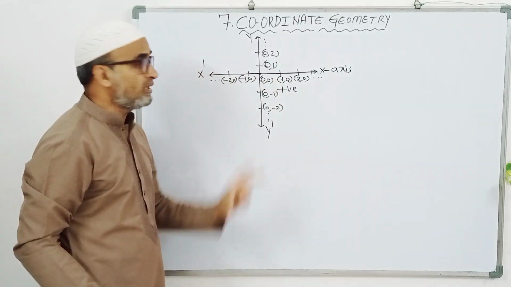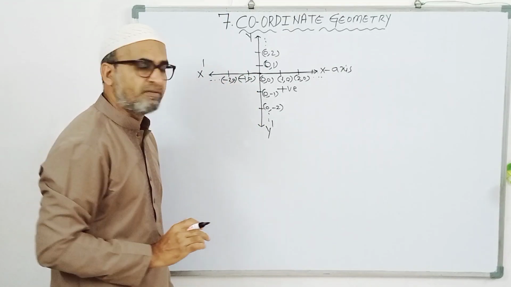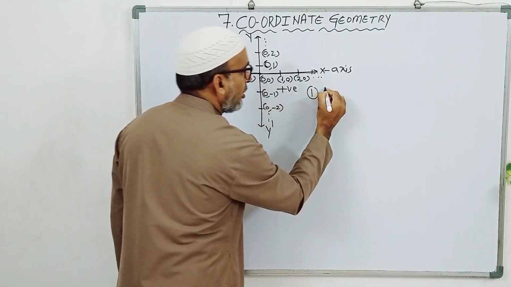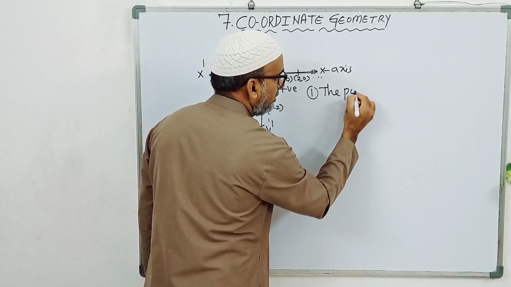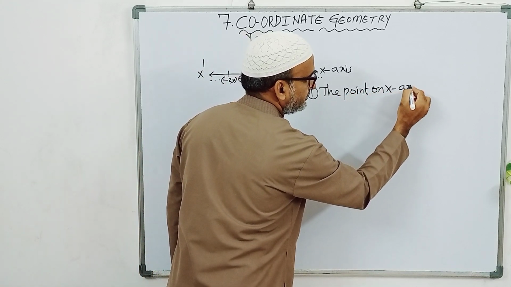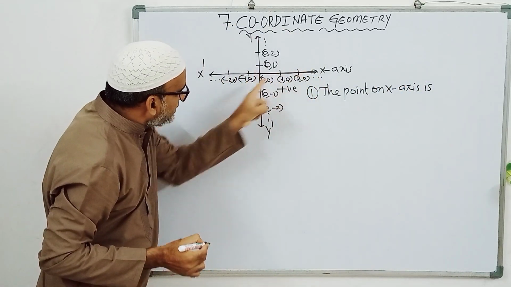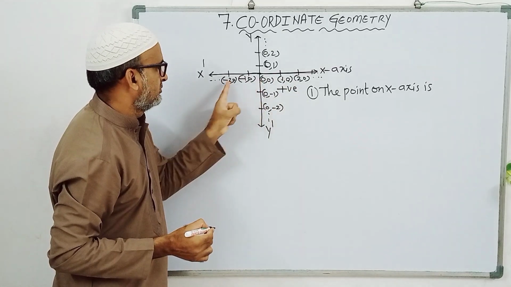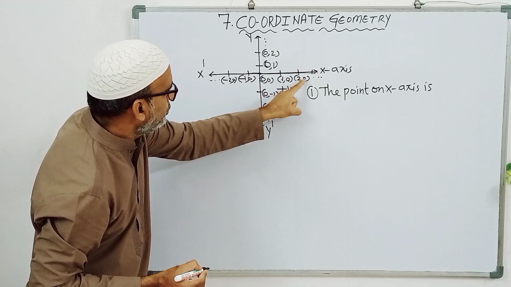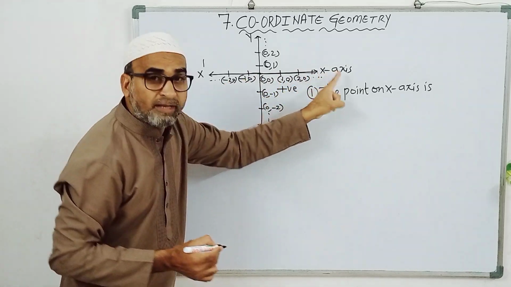Many coordinates. Okay. So here many important points are there. Those important points I am giving you. The first important point is: the point on x-axis. You see from here to here, from everywhere you see 1, 2, minus 1, minus 2, 1, 2, 3, 4, like that.